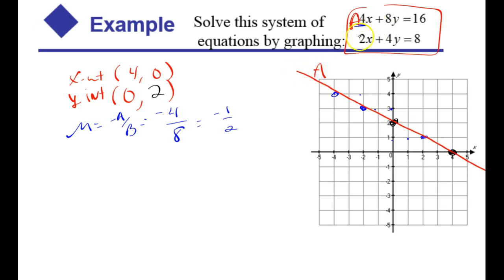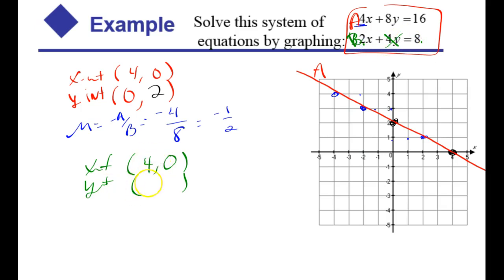Line B I'll do in green because I've used most every other color. So B I'll also do by x-intercepts and y-intercepts. If you would like to solve for y, you could. But I found that students are a little bit more successful graphing x and y-intercepts. So to find an x-intercept, you let y be 0. That'll wipe out this term. If I divide through by 2, 8 divided by 2 is 4.